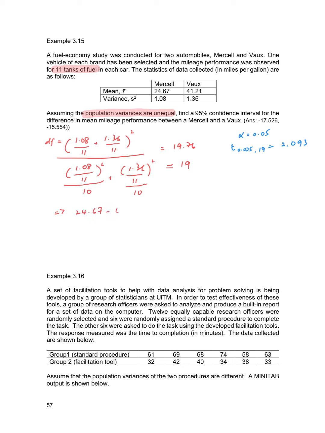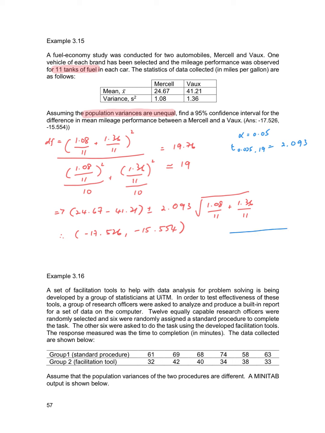It equals 24.67 minus 41.21, plus minus the critical value 2.093 times the square root of 1.08 over 11 plus 1.36 over 11. Okay, so finally the answer is negative 17.526 and negative 15.554.